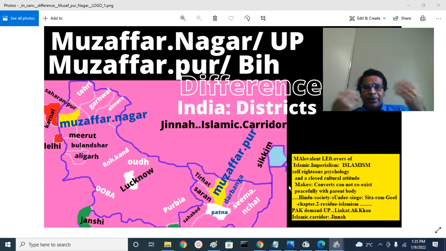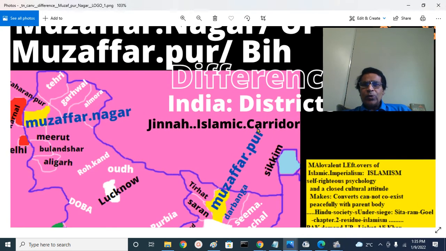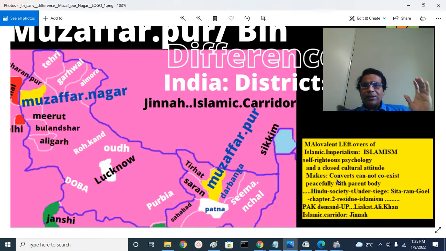After their overthrow by the Marathas, British imperialism took over. The malevolent leftovers of Islamic imperialism are called Islamism. It's a self-righteous ideology, a psychology, a culturally closed attitude that makes the Islamic converts unable to coexist peacefully with the parent body, the host body, or Hindu Samaj.